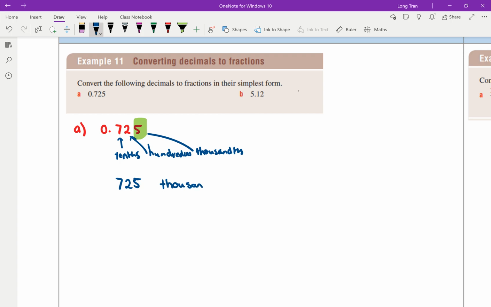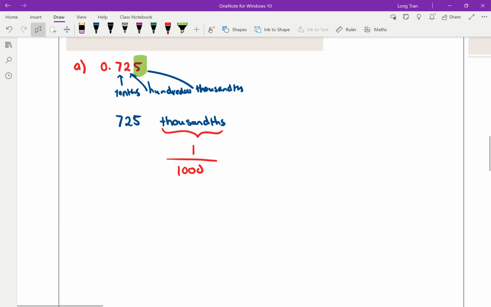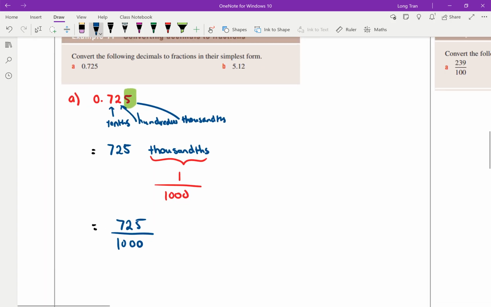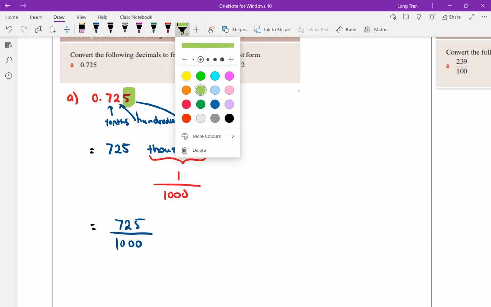Thousandths. Now we need to know, what does thousandths mean? Well, thousandths is actually 1/1000. So when you say 1/1000th, you only have 1 out of the 1,000. But now I've got 725 thousandths. So together, this means I have 725 thousandths. You see what I mean there? So that converts it to a fraction, but remember the question wants you to do it in simplest form.